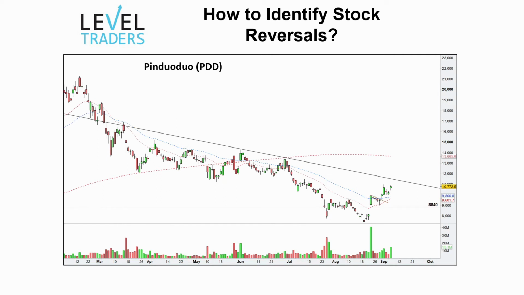Here I have a daily chart of Pinduoduo. The ticker is PDD. Now this company is a mobile-only marketplace that connects millions of agricultural producers with consumers across China. In short, it connects farmers to the end consumers. As you can see from the chart, PDD has been in a downtrend for many months now.